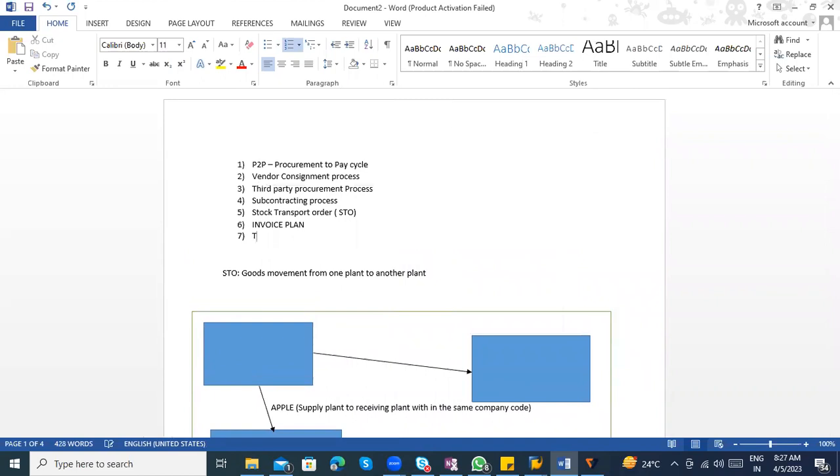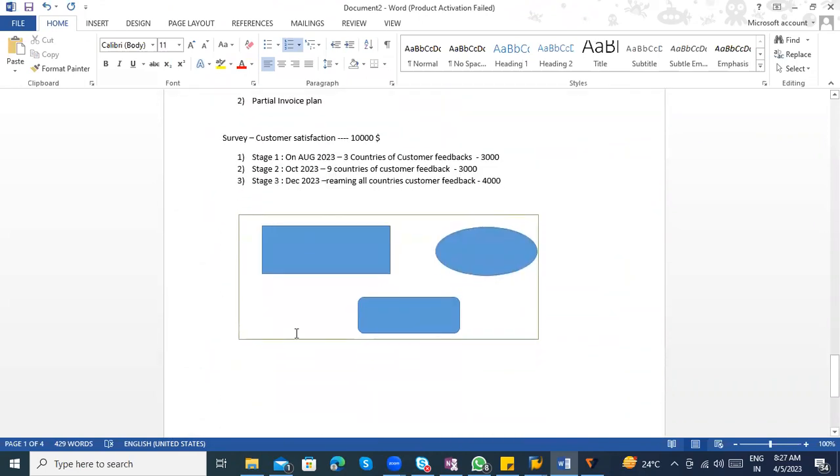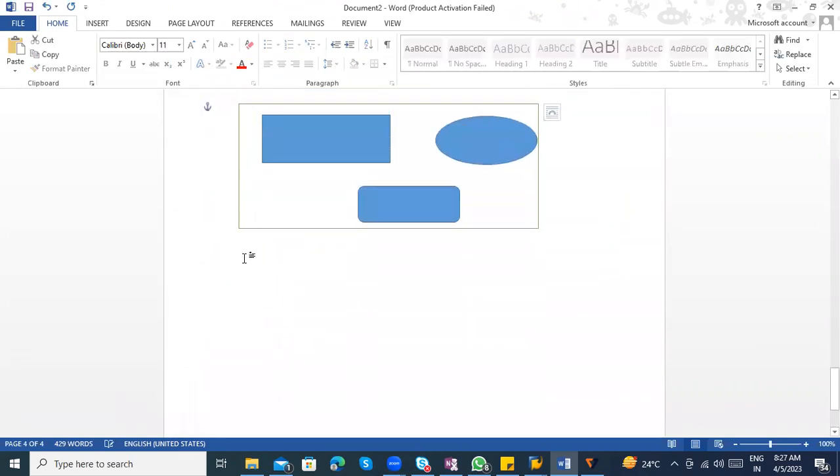Now the next process will be RTP, returnable transport packaging. This is a separate process. The above concepts are completed. RTP is nothing but returnable transport packaging.